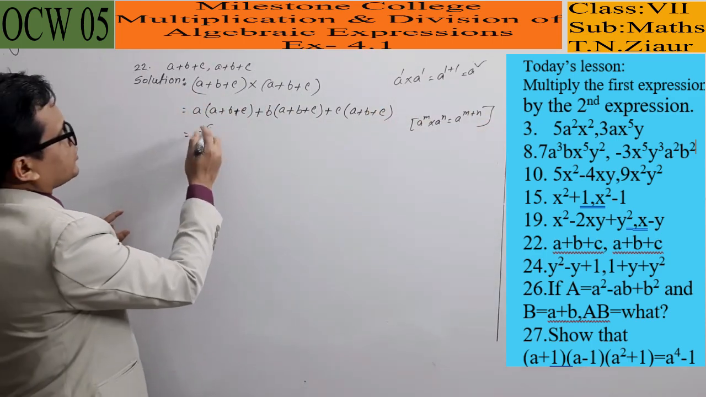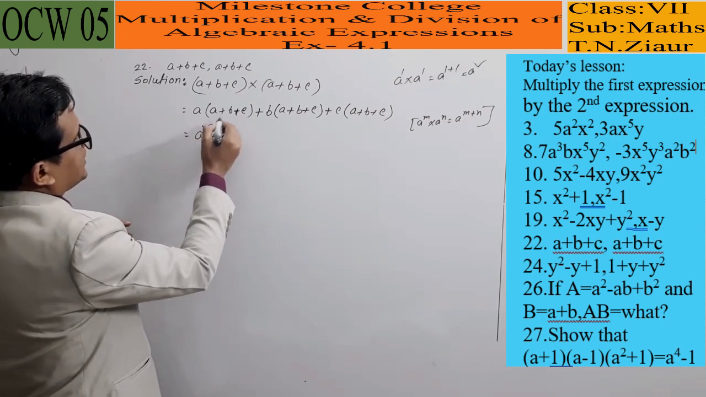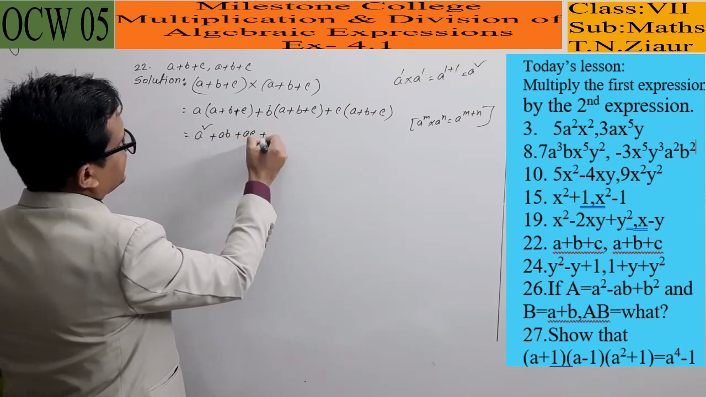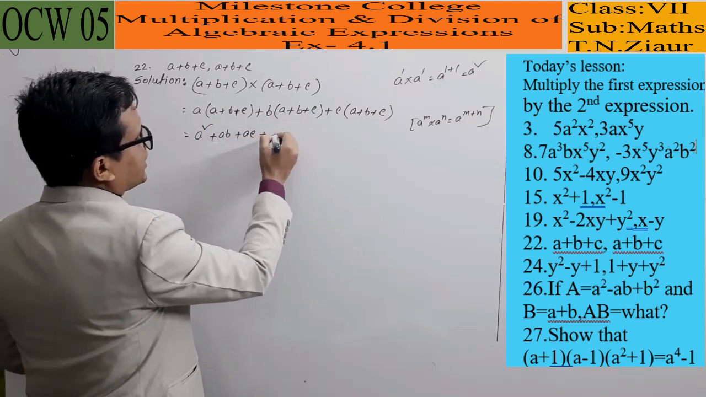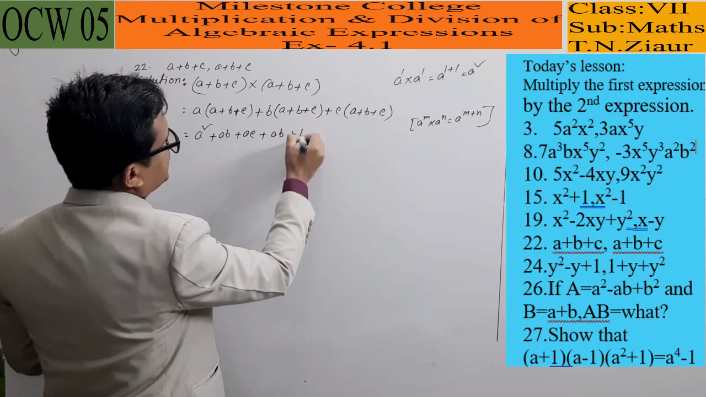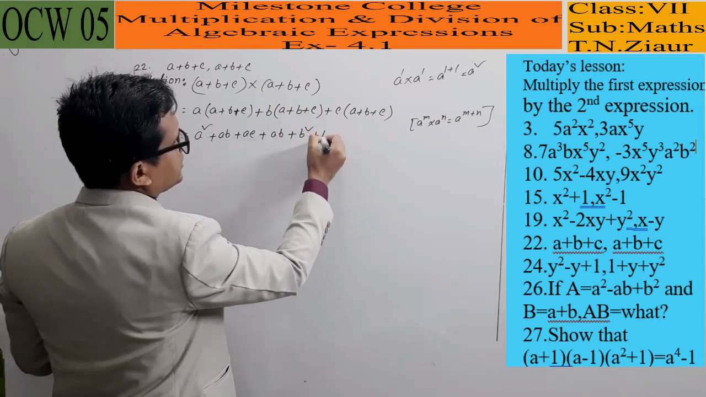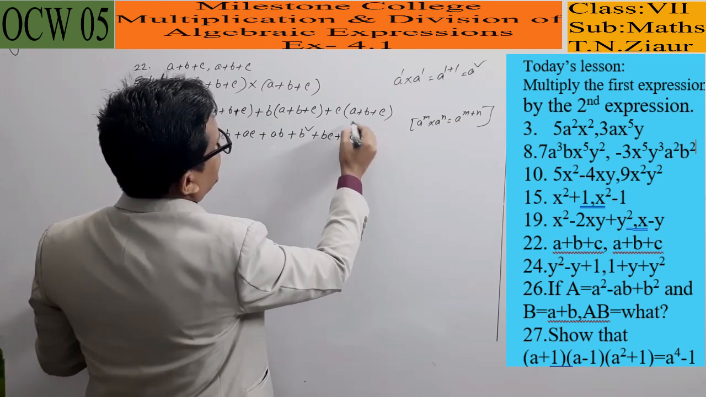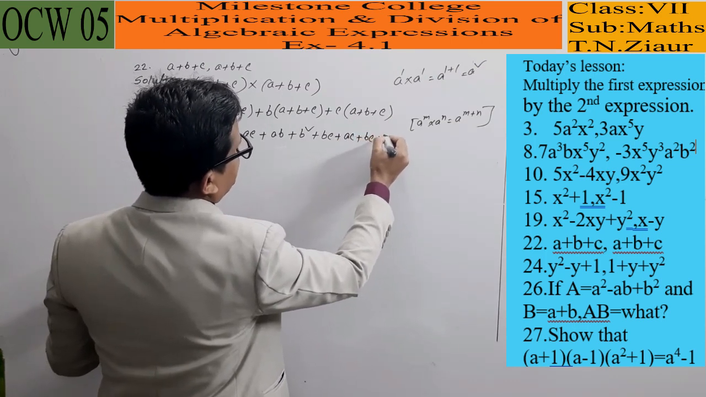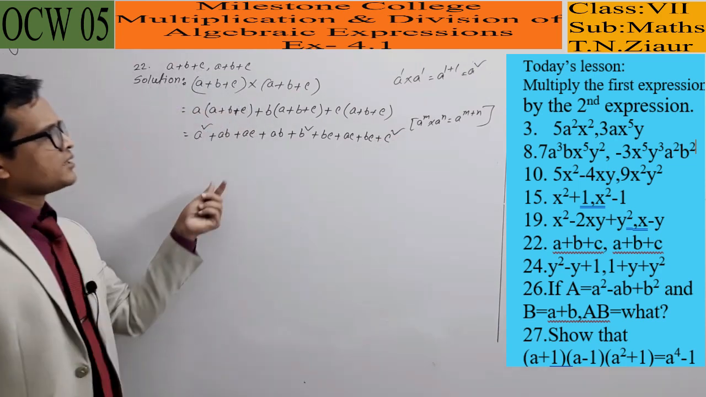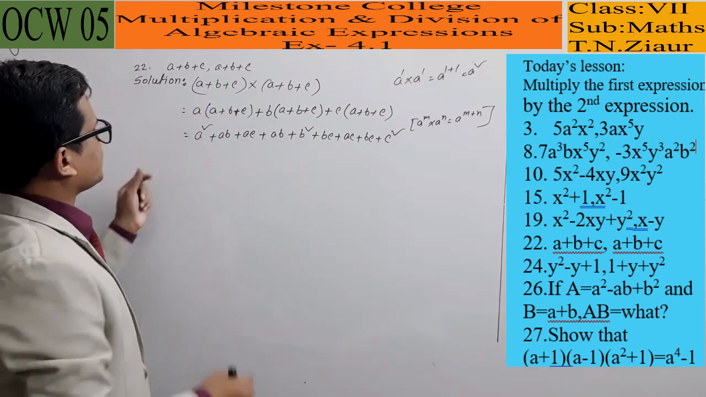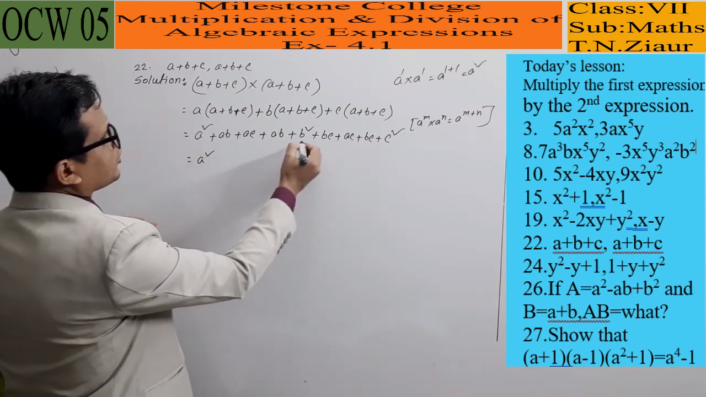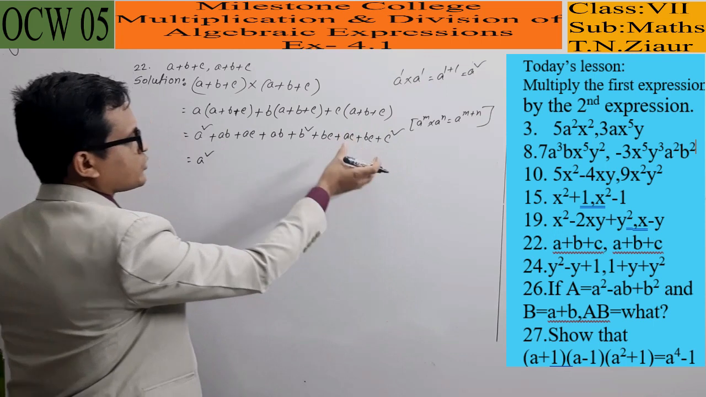So a into a, it will be a square, plus a into b, that means ab, plus a into c, ac, plus b into a, that means ab, plus b into b, b square, plus b into c, bc, plus c into a, that means ac, plus b into c, that means bc, plus c into c, c square. The same way you have to solve. It is very easy now. So a square. Now we will write first the terms which are squares.